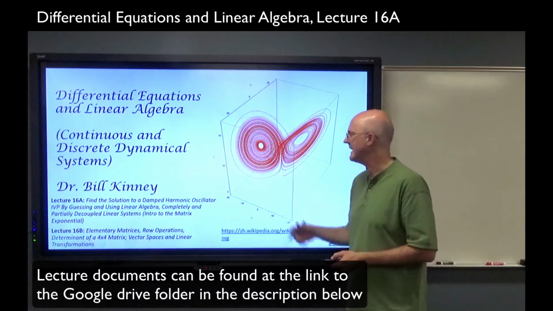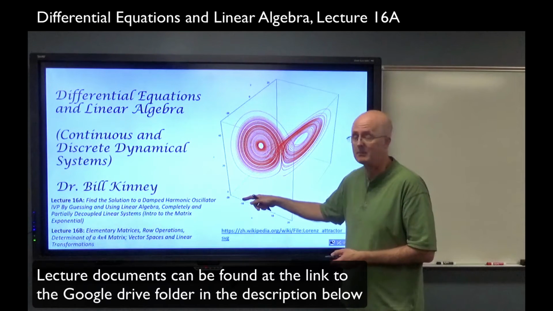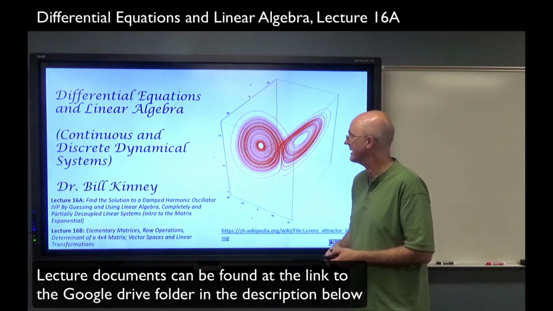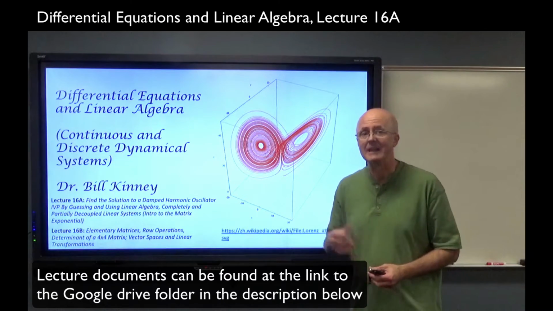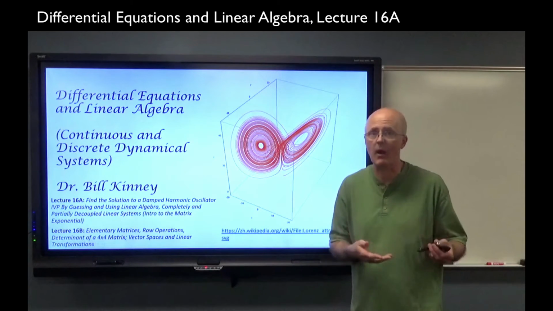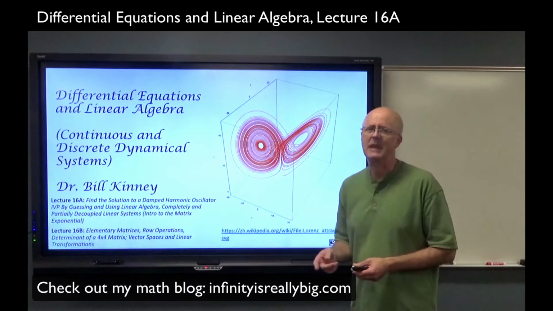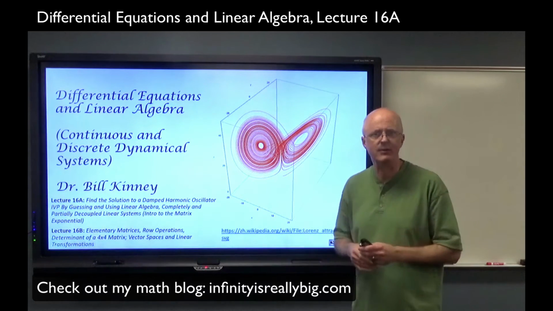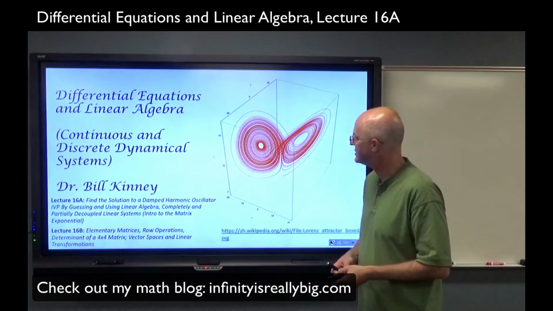Here in lecture 16a, we're going to continue talking about damped harmonic oscillators. I'm going to look at an example. I'm going to find the solution to a damped harmonic oscillator IVP by guessing and using linear algebra in two key ways. One is a real basic application, just using row operations to solve a system of linear equations. A second application of the linear algebra is kind of a higher level theorem based on a vector space approach that we need to finish the problem.